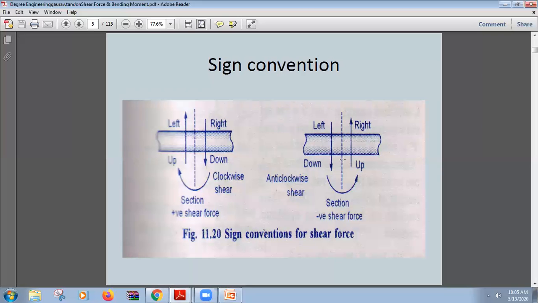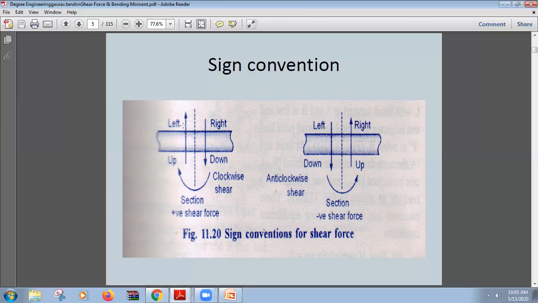Let me come to this picture and let me show. You can see here, if the force is acting upwards in the left section of the column, this is known as positive shear force. Or vice versa, if in the right section of the beam, the force is acting downwards, it is known as positive shear force. And the vice versa is also true.